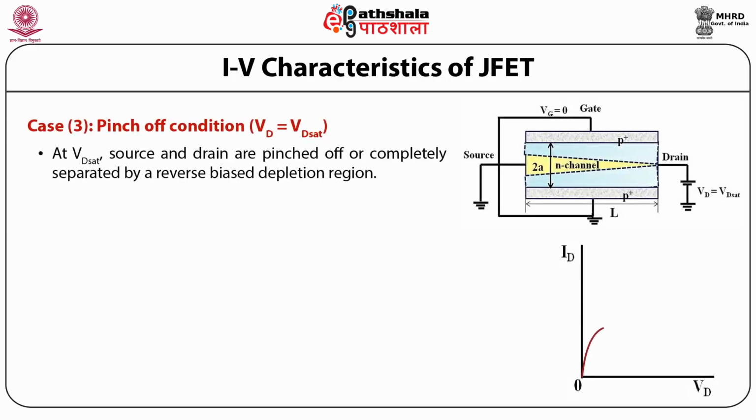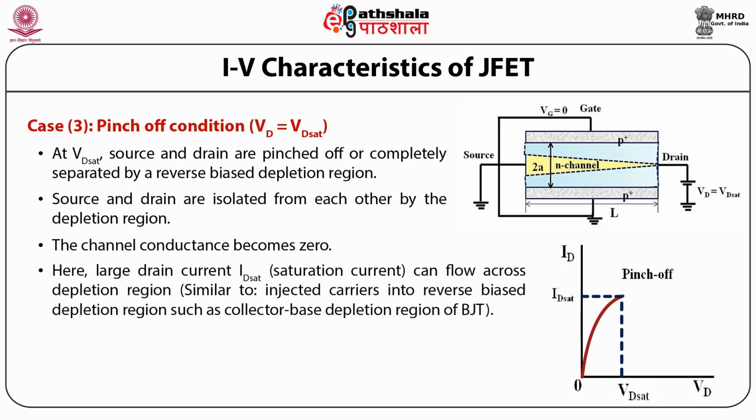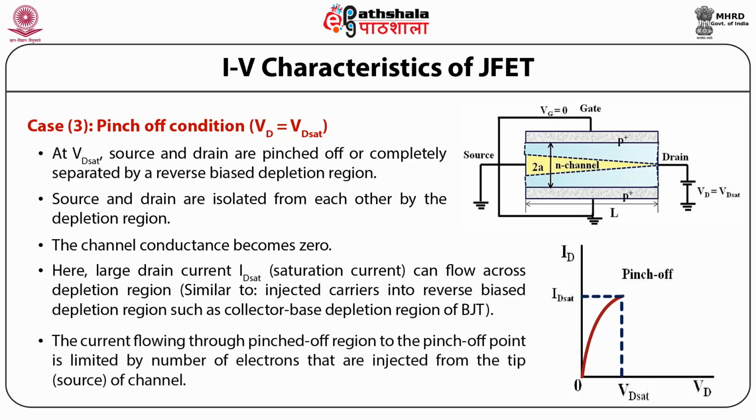At Vd saturation, source and drain are pinched off or completely separated by a reverse biased depletion region. Source and drain are isolated from each other by the depletion region, and the channel conductance becomes zero. So here, a large current Id saturation can flow across the depletion region, which is similar to carriers injected into the reverse bias depletion region, such as the collector-base depletion region of a BJT. So the current flowing through the pinched-off region to the pinch-off point is limited by the number of electrons that are injected from the tip or the source of the channel.